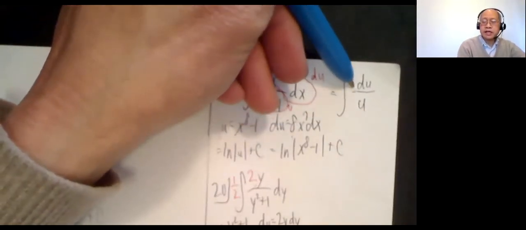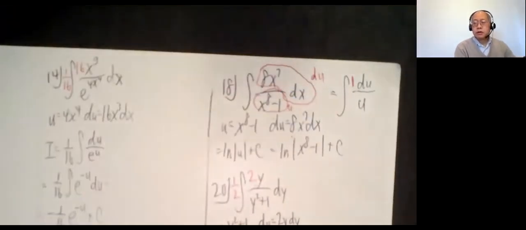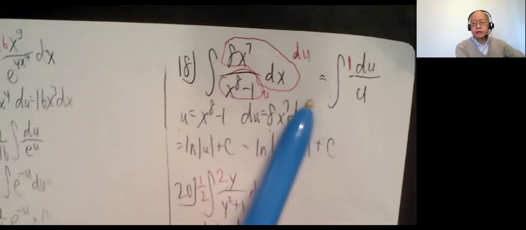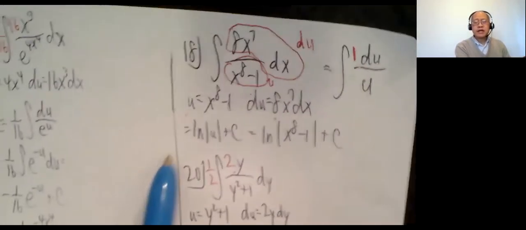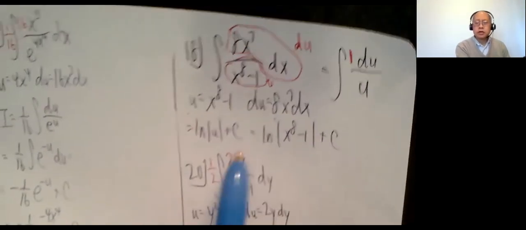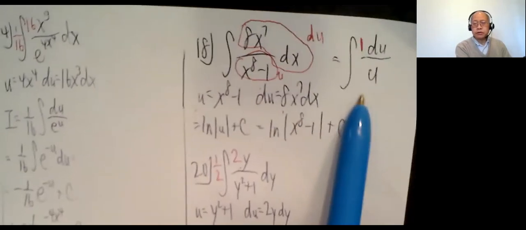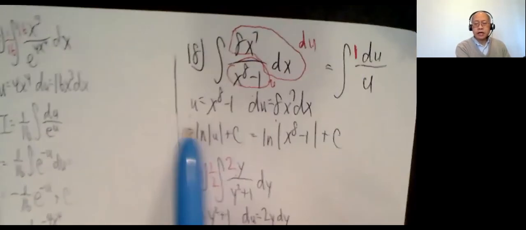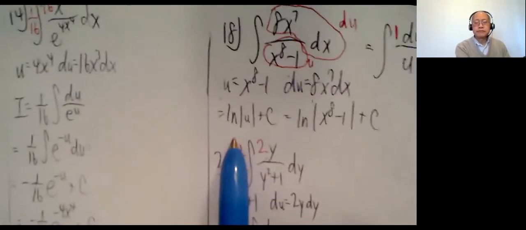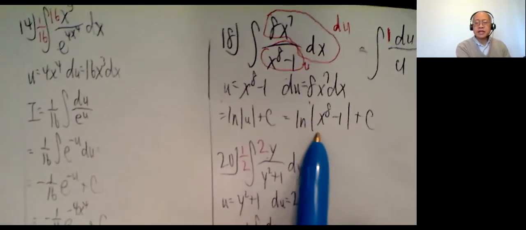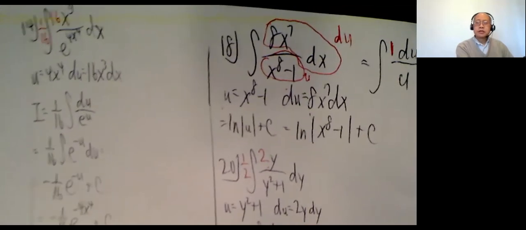If you say, I don't recognize that, you can always sneak in a 1. So I have integral of du over u, put a 1 over u, right? And then 1 over u tells me, okay, that's my natural log, right? Strictly speaking, it's ln absolute value of u plus c. The derivative of ln of absolute value of u is 1 over u. So the integral of 1 over u is ln absolute value of u plus c. Okay, then just put it back in. So ln absolute value of x to the 8th minus 1 plus c.